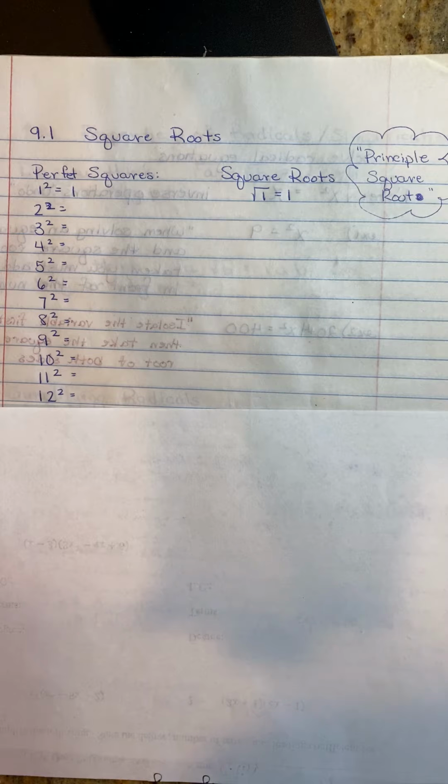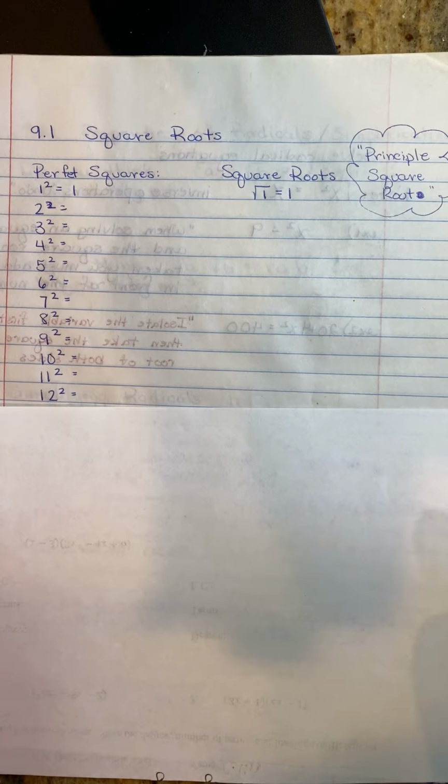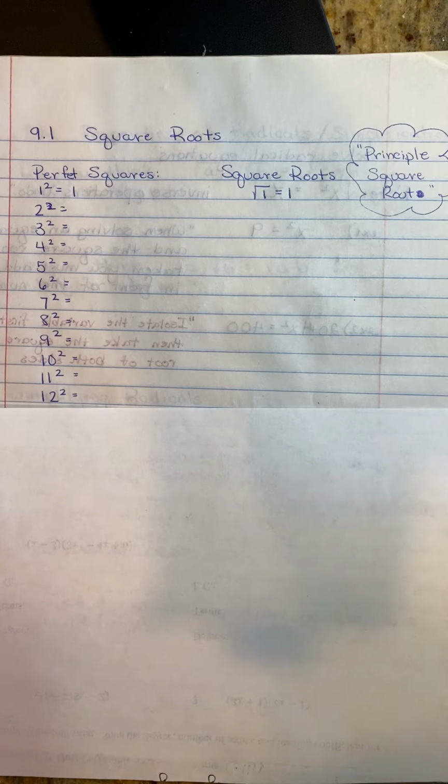Hello, seventh graders. So, by now you have taken the Chapter 7 test. I hope that went well for you. If you remember, you did Chapter 8 earlier this year with Mrs. Drost. So now we're beginning Chapter 9, Section 9.1, which is about square roots.